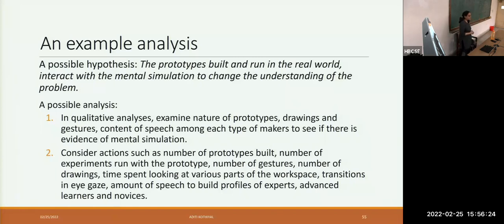Then we also can look at quantitative data, such as how many prototypes did they build, how many experiments did they run, where were they looking, transitions in eye gaze, how much time were they spending on each of these activities, how much were they speaking, and so on, and then try to see if, from these actions, we can build some profiles of learners.